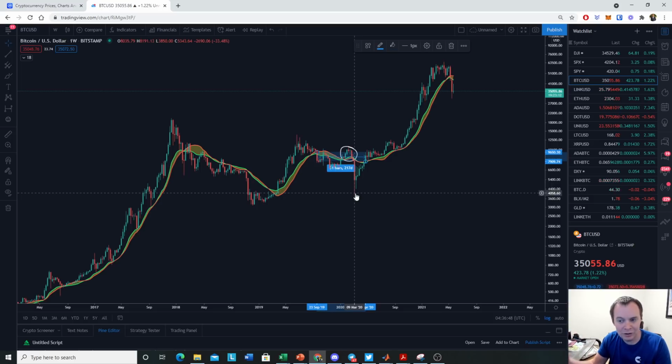Because I know there's a lot of people saying that we're going to have a V-shaped recovery. And if we do, great. But I think it's more likely than not that we have a period where the price is bearish for a little while and moving sideways at the very least.